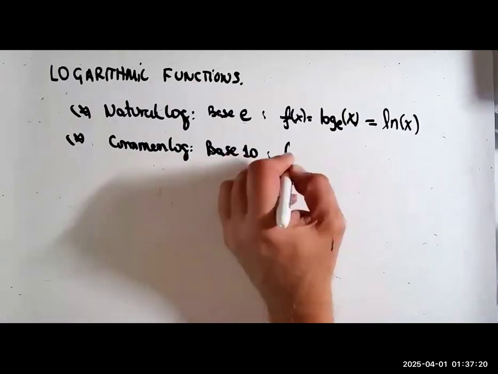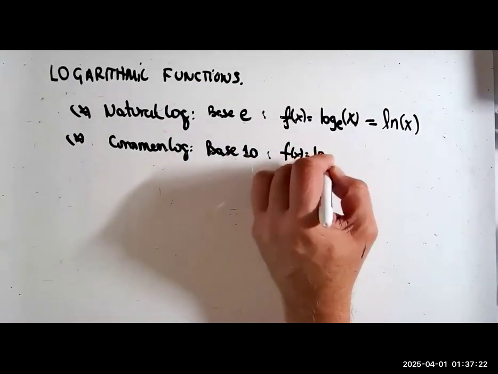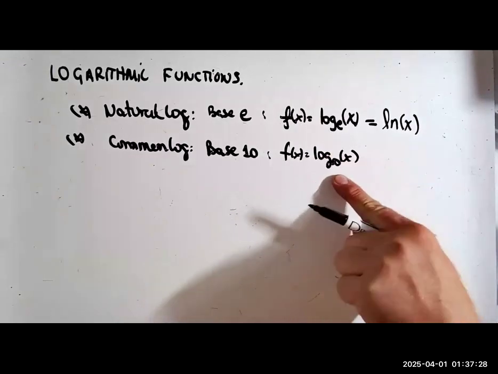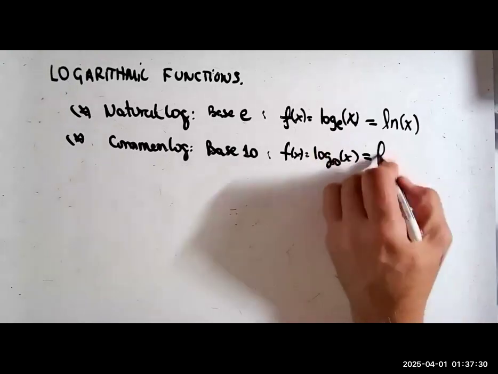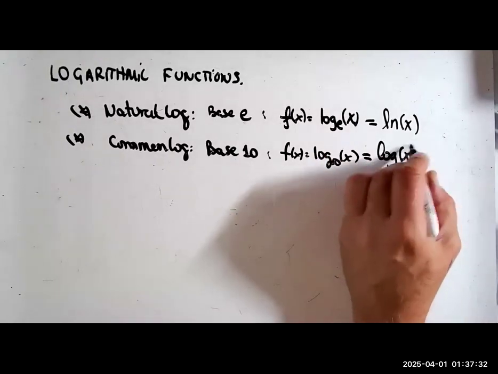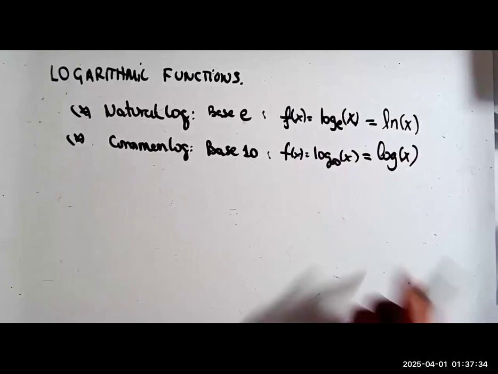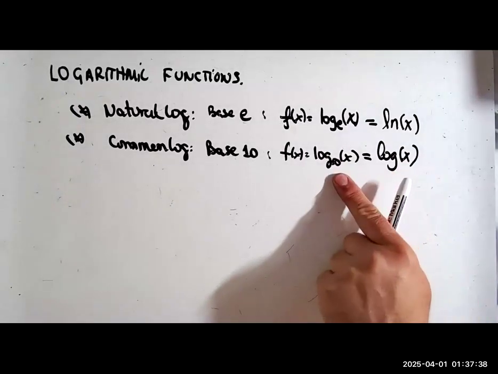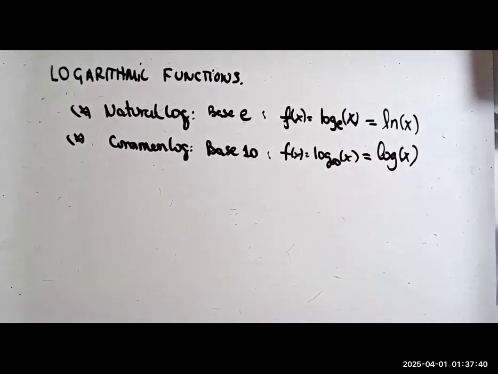And if I have a common log, which is base 10, it will be f of x equals log base 10 of x. In the mathematical notation, if it's base 10, we don't write the base. This is simply log of x. So we always have a base, but if there is no number, what is your default? 10.